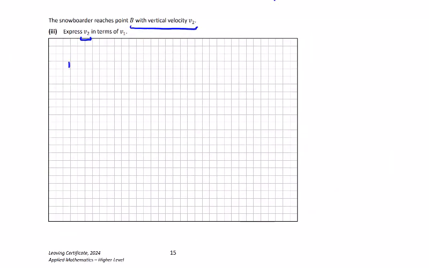So at position 1, mg by 0 plus a half m v1 squared is going to be equal to mg, well, it's gone up 6.7 to get to point B because it's the radius.